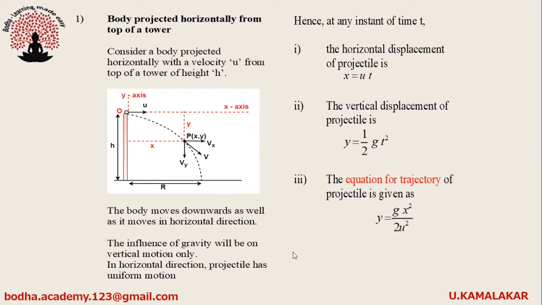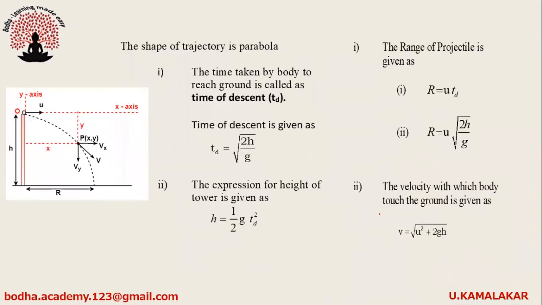In horizontal direction, projectile has uniform motion. Hence, at any instant of time t, the horizontal displacement of projectile is given as x = ut. The vertical displacement of projectile is given as y = half gt square. The equation of trajectory of projectile is given as y = gx square by 2u square. The shape of trajectory is parabola.